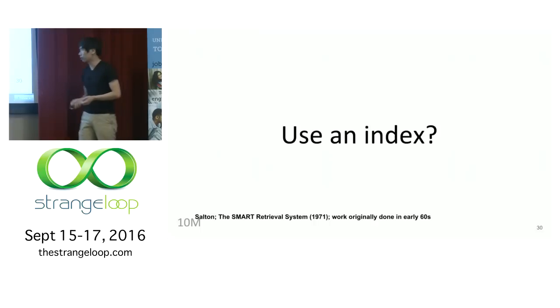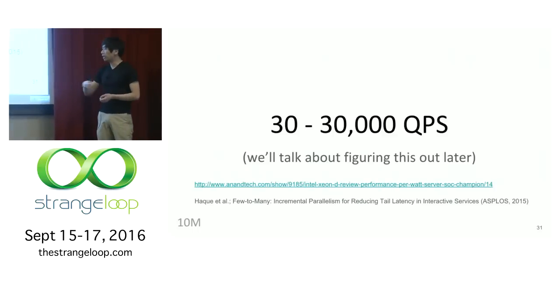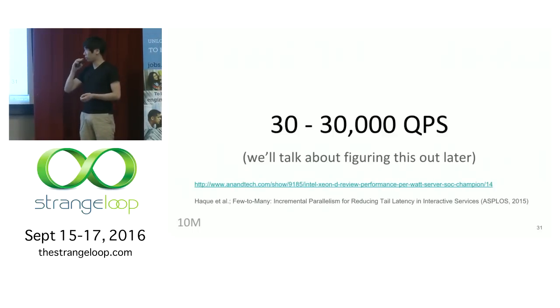We can use an index. This is a pretty old idea. People do this all the time. So if you use an index, you can get widely varying performance statistics from 30 to 30,000 QPS. Saying use an index is like saying use an algorithm. How fast do you get if you use an algorithm? Well, it depends on the algorithm, right?